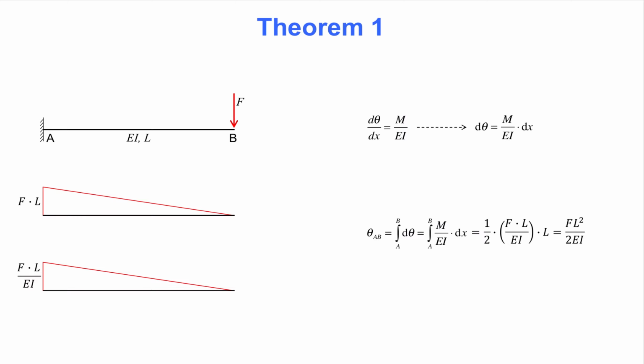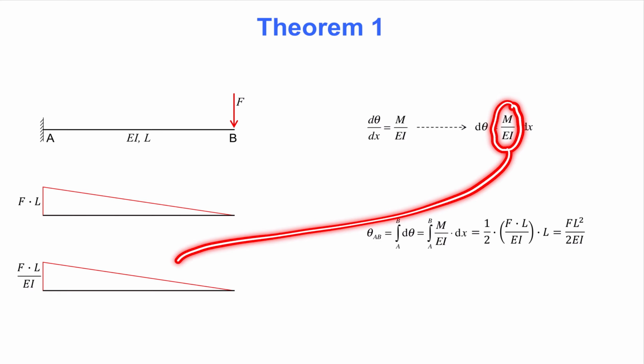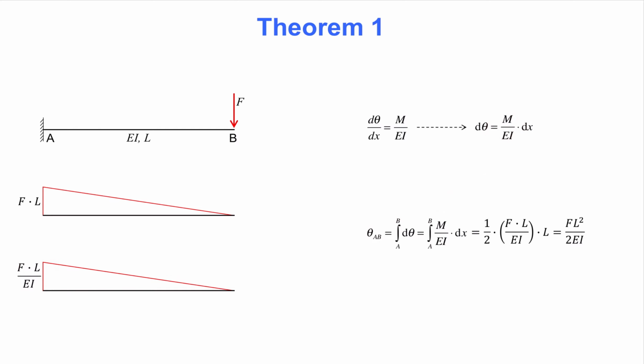We have already seen that M over EI, namely the curvature, is a central quantity in the moment area method. That is why we draw a diagram below that is the bending moment diagram divided by EI. This is a curvature diagram, in the sense that it shows the amount of curvature at different locations along the beam. Naturally, there is more curvature on the left-hand side where the bending moment is largest. With that diagram, we are ready to evaluate the integral.